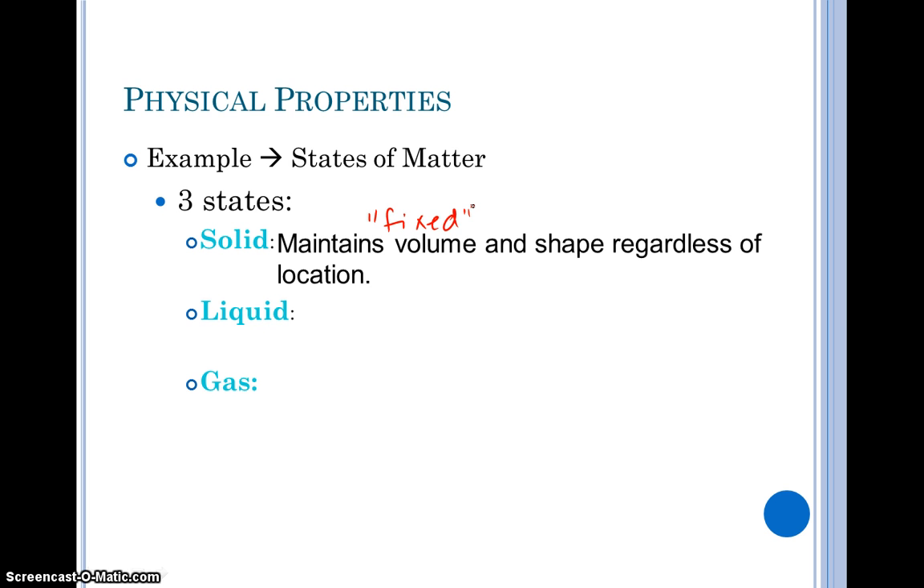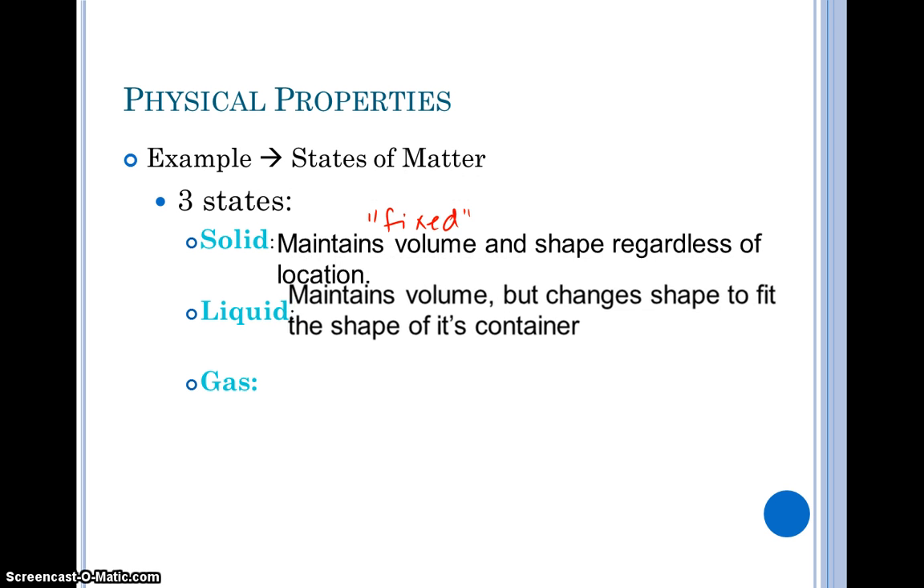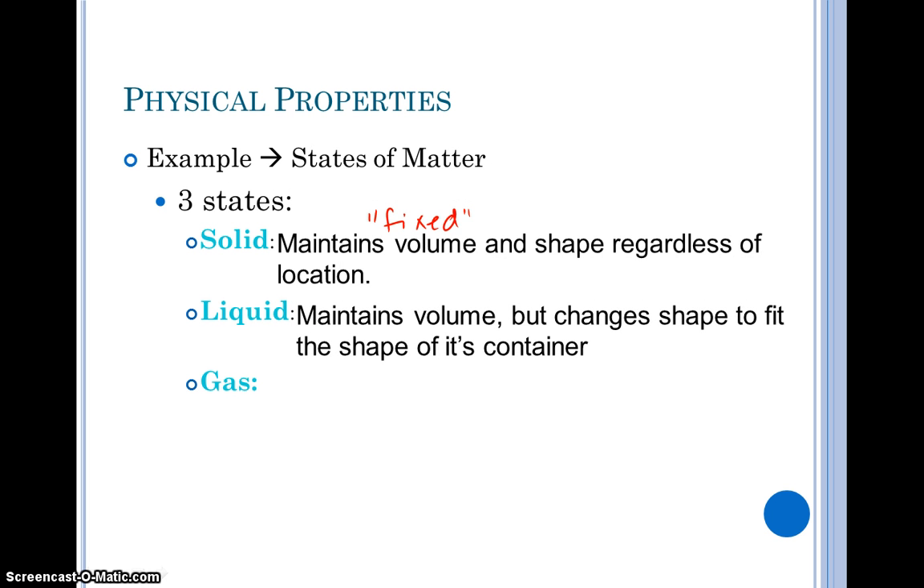A liquid is just a little bit different. They maintain their volume, meaning their volume is fixed, but their shape will change to fit the shape of the container that it's in. So think of a 2-liter soda bottle. If I have 2 liters of soda, it's going to fill that bottle with all its nooks and crannies. If I pour that 2-liter bottle into a bowl, it's going to take the shape of the bowl. It's still 2 liters of soda, it's just in a different shape. So solids have a fixed volume and a fixed shape, where liquids have a fixed volume, but their shape is a little bit more flexible.